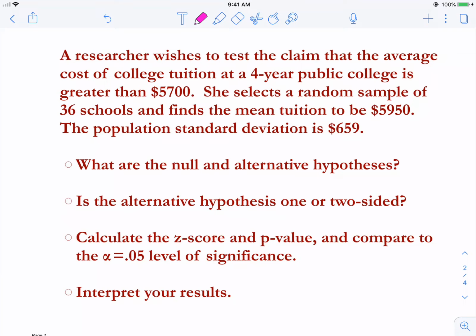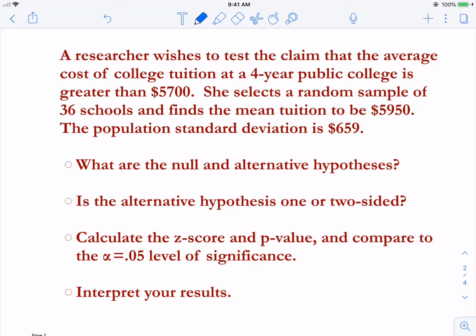Let's try a problem with a mean here. In this problem, it says that a researcher wishes to test the claim that the average cost of college tuition at a 4-year public college is greater than $5,700. She selects a random sample of 36 schools and finds the mean tuition to be $5,950. The population standard deviation we are given, 659.